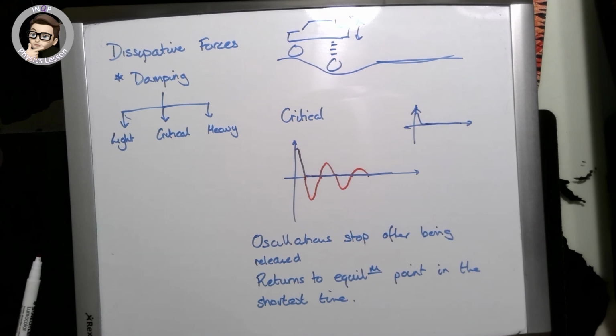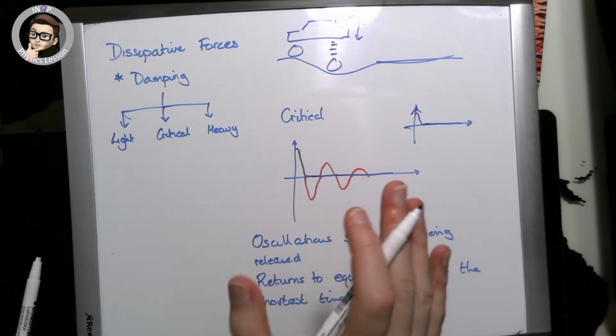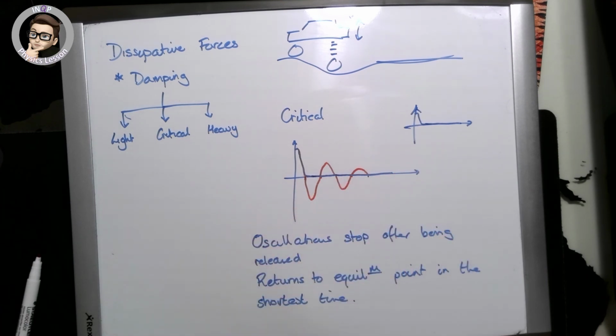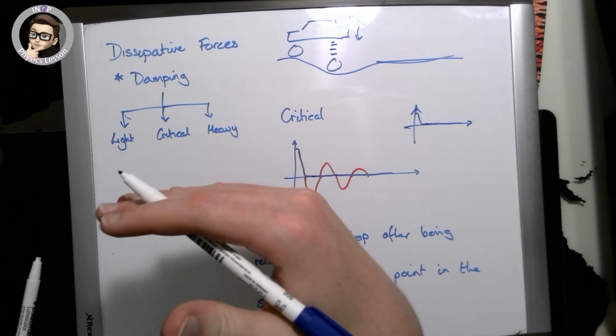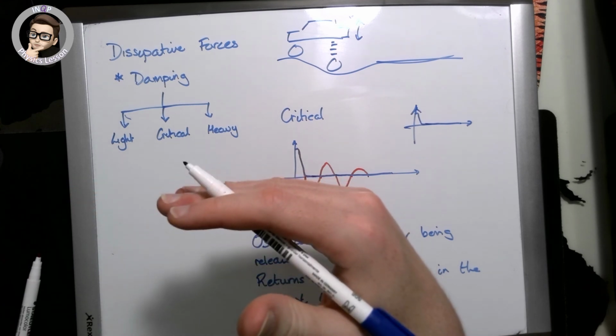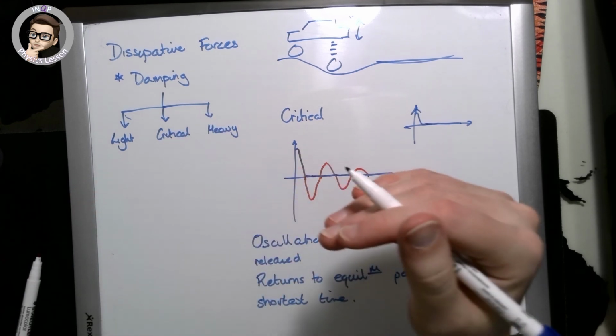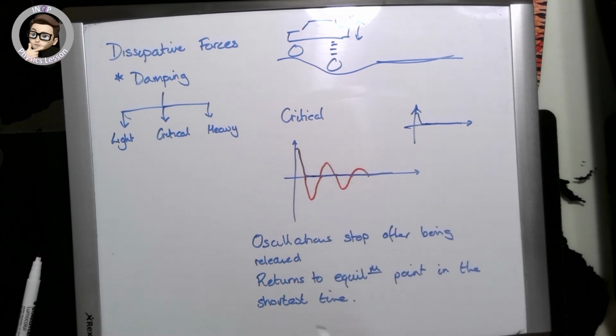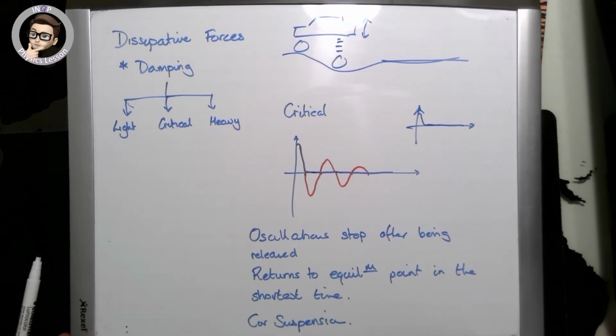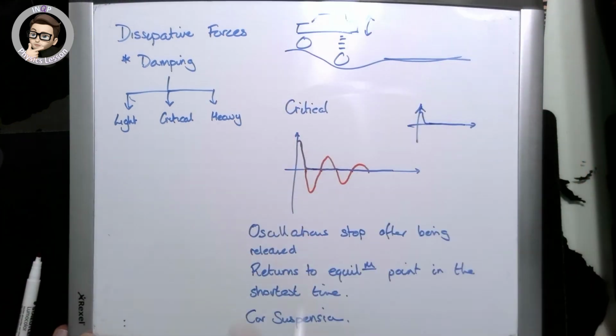And where would we use that? Well, that would be an ideal situation for car suspension. If you've got critical damping, you're not going to feel the road particularly much, because as you go down a bump, you'll come back up again and you won't feel any oscillation on top of it. So it's great for car suspension, and that's a good situation to use it in.